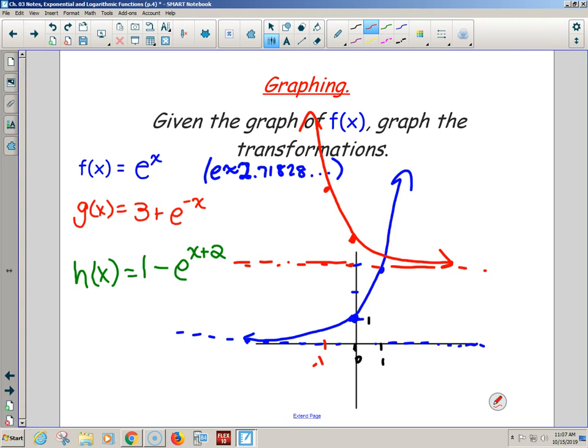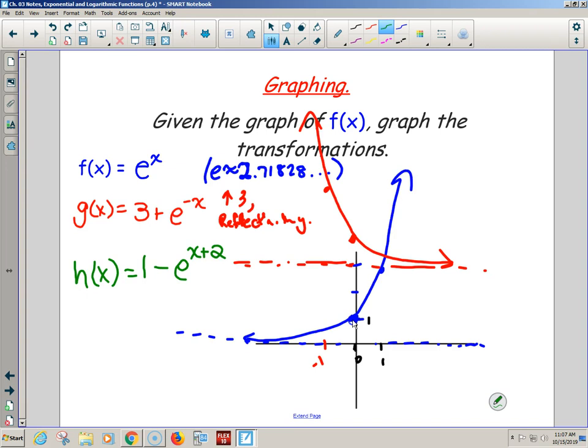Okay, so we had what? We had a vertical shift up 3 and a reflection. Oops, I can't spell reflection, but that's okay. Reflection in the y-axis. Okay, what was going on in green? I like the up 1, I like the left 2, but what else do we have that we have to be careful of?